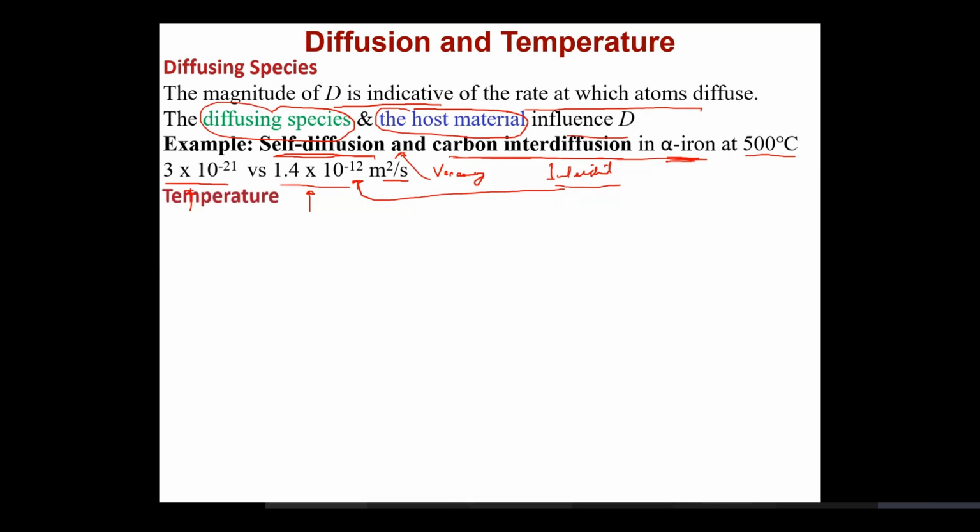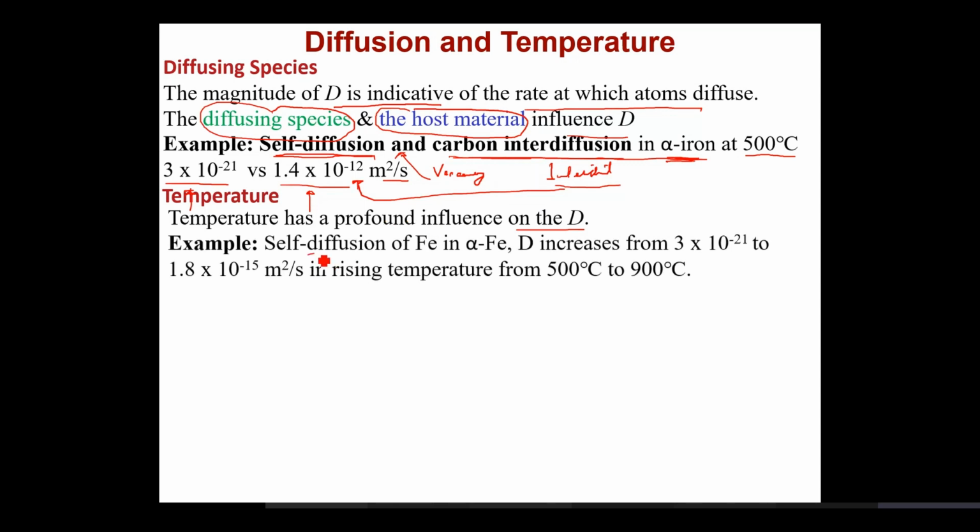Anyways, moving on to the effect of temperature. Temperature has a profound influence on the diffusion coefficient. For example, for self-diffusion of iron in iron, the diffusion coefficient increases from 3 × 10⁻²¹ to 1.8 × 10⁻¹⁵ as the temperature was increased from 500 to 900 degrees centigrade. All right. This increase is basically due to the creation of vacancies.